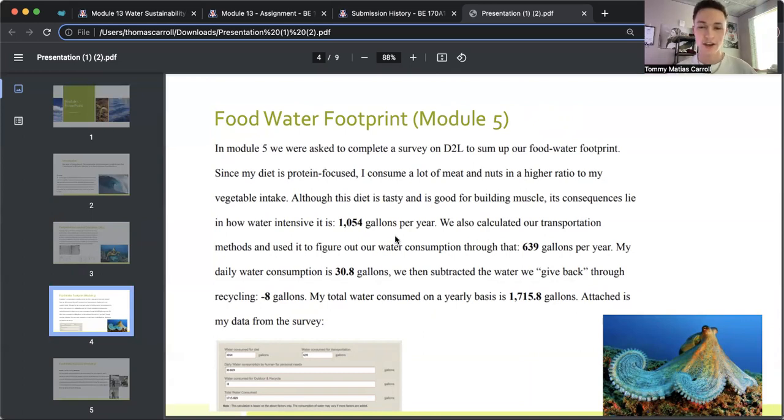1,054 gallons per year. We also calculated our transportation methods and used it to figure out our water consumption through that, 639 gallons per year. That's broken up through driving my car to school, driving my car across the country because I live in Atlanta, Georgia, and I like to have my car out here in Arizona, and also any flights I'll be doing for travel. We also subtracted the water we give back to the environment through recycling, which is about 8 gallons for me. And I'm really hoping to up that number by recycling more. My total water consumed on a yearly basis is 1,715 gallons. And attached below is my data from the survey.